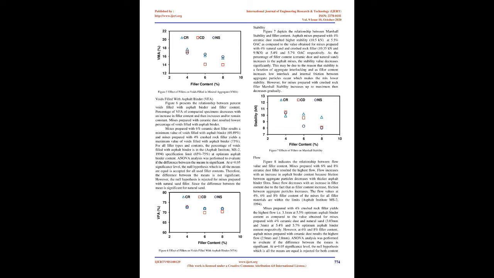Voids in mineral aggregates, VMA, is the percentage of void spaces between the granular particles in the compacted paving mixes, including the air voids and the volume occupied by the effective asphalt content. As a result, percentage voids in mineral aggregates decreases as the content of filler increases in the mix. Asphalt mixes prepared with 6% and 8% ceramic dust filler resulted in minimum voids in mineral aggregates due to the fact that the mix attained the lowest percent of air voids and effective asphalt binder.